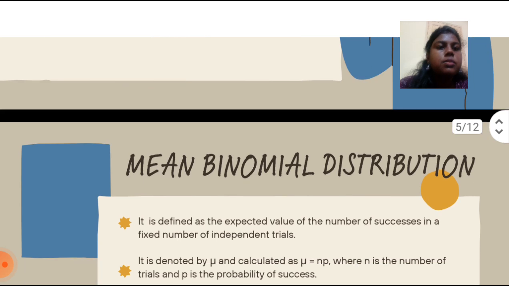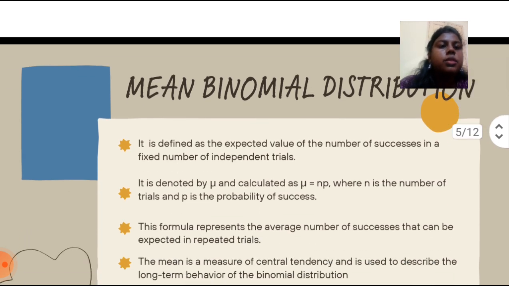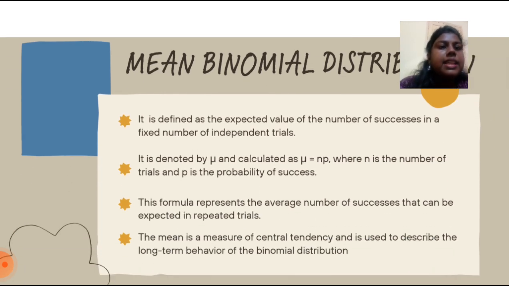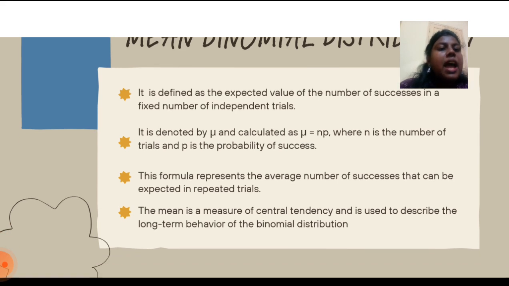So what is the mean of the binomial distribution? It is defined as the expected value of the number of successes in a fixed number of independent trials, and it is denoted by mu and calculated as mu is equal to np, where n is the number of trials and p is the probability of success. This formula represents the average number of successes that can be expected in repeated trials.